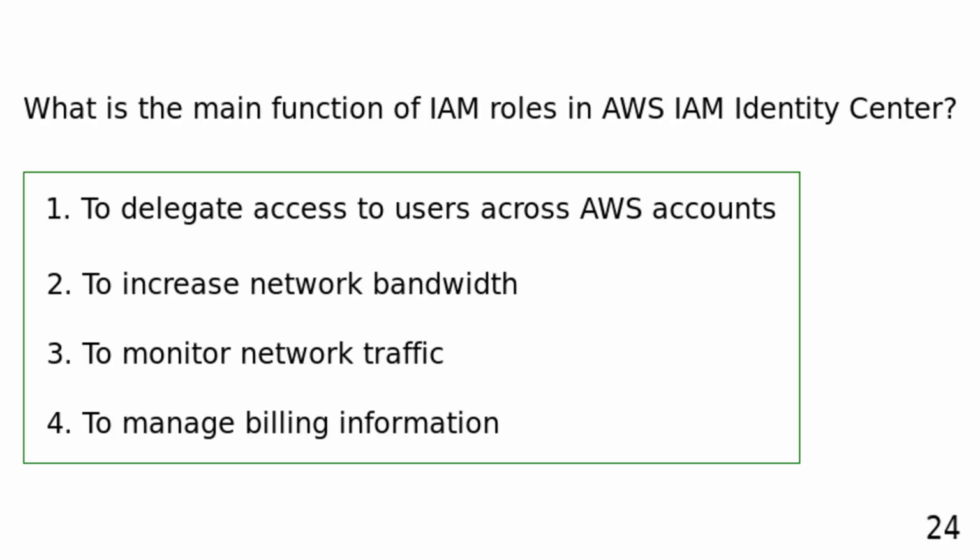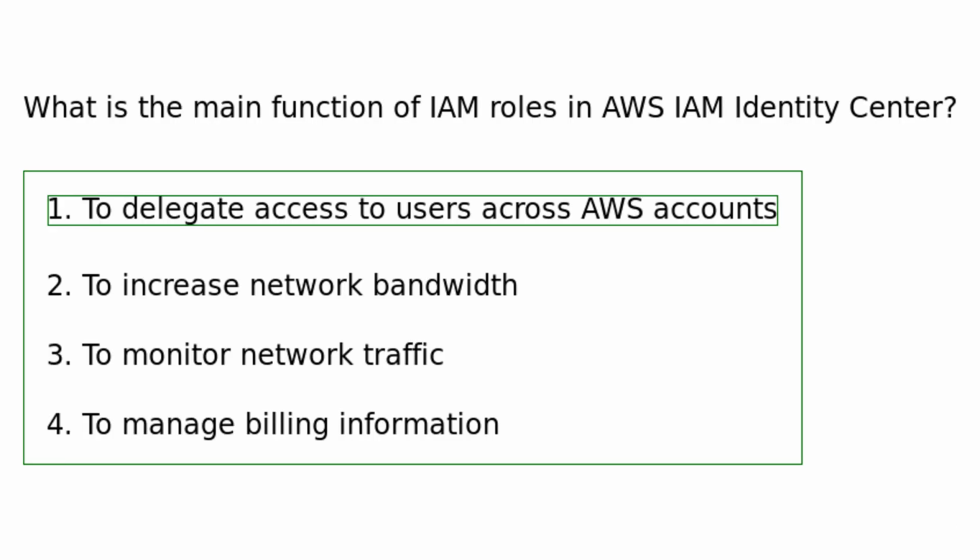What is the main function of IAM roles in AWS IAM Identity Center? To delegate access to users across AWS accounts. To increase network bandwidth. To monitor network traffic. To manage billing information. IAM roles in AWS IAM Identity Center are used to delegate access to users across AWS accounts, providing a secure way to grant temporary permissions without sharing long-term access keys.